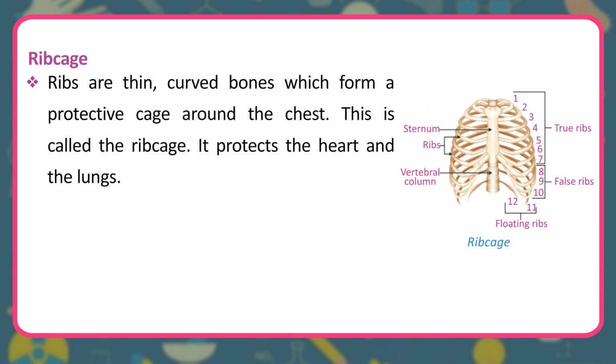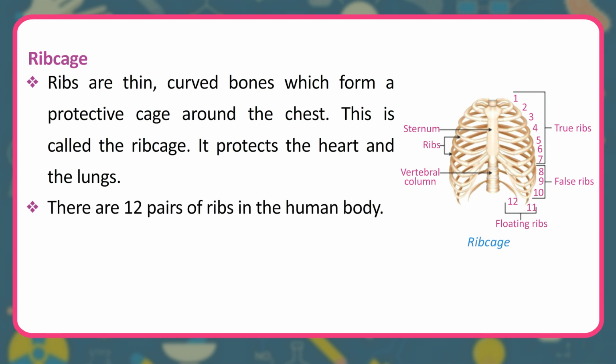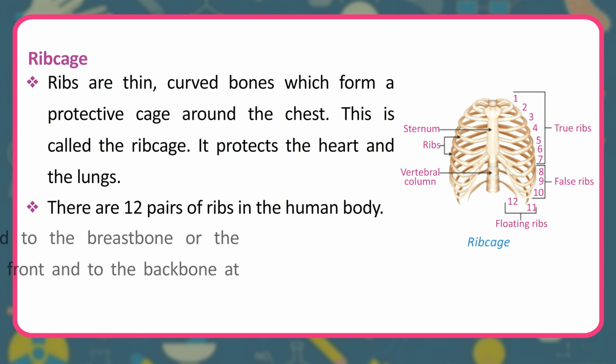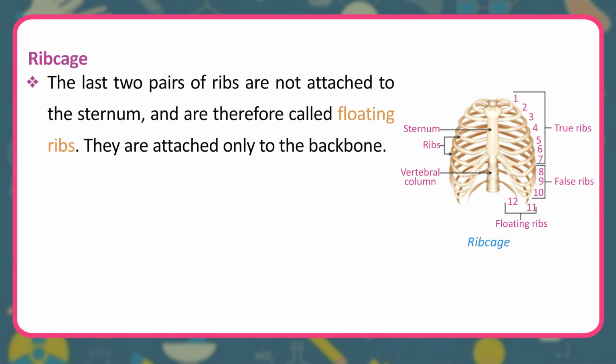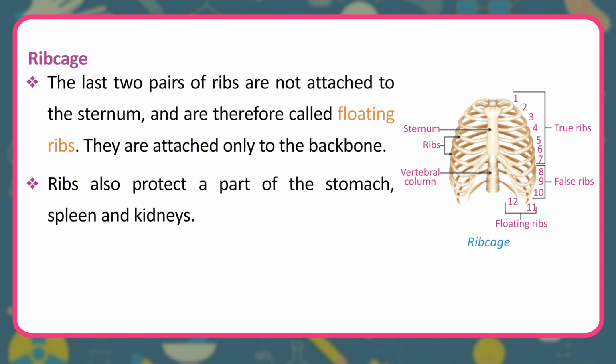Rib cage. Ribs are thin, curved bones which form a protective cage around the chest. This is called the rib cage. It protects the heart and the lungs. There are 12 pairs of ribs in the human body. Ribs are joined to the breastbone or the sternum at the front and to the backbone at the back. The last 2 pairs of ribs are not attached to the sternum, and are therefore called floating ribs. They are attached only to the backbone. Ribs also protect a part of the stomach, spleen and kidneys.